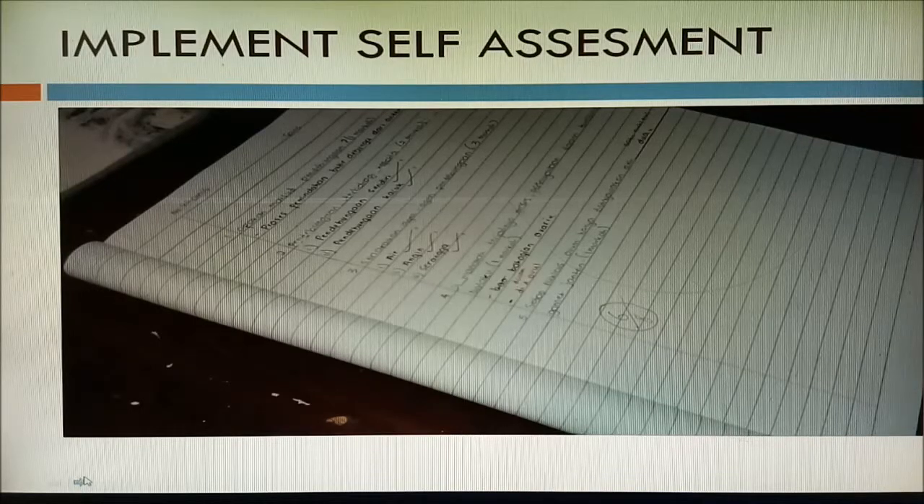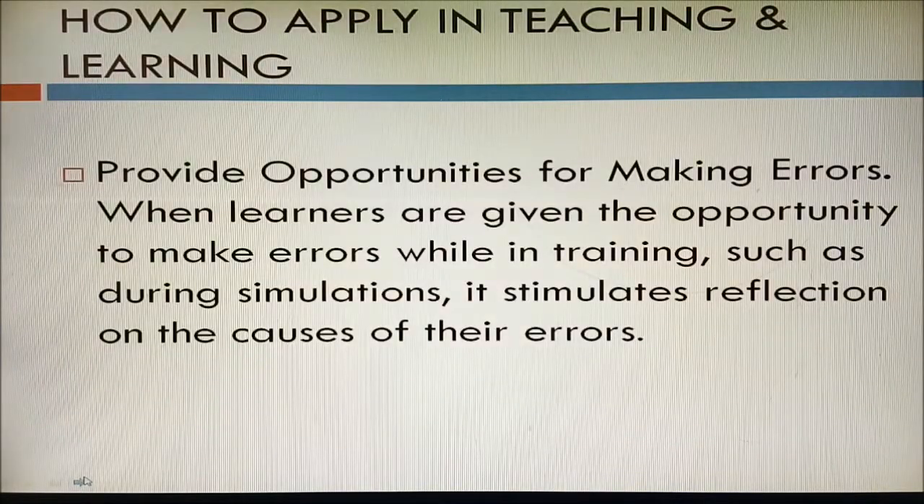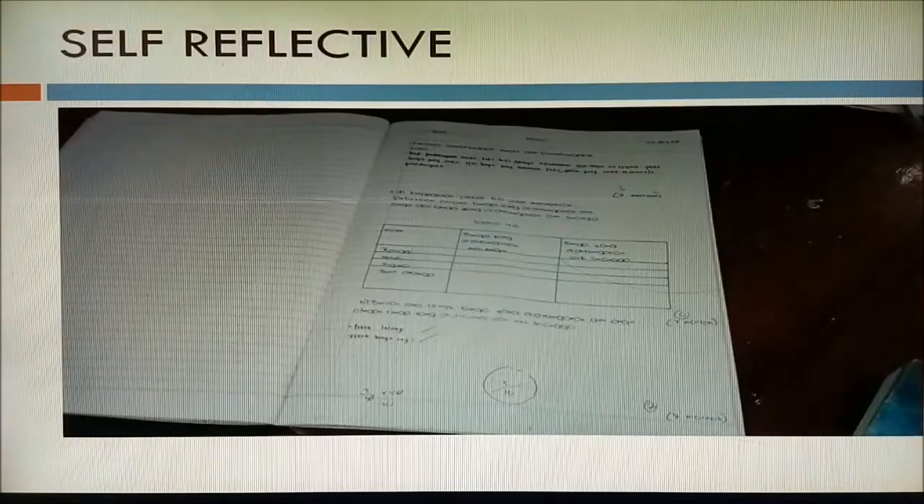Students also can implement self-assessment, which will give the student the opportunity to make errors. When learners are given the opportunity to make errors while in training, such as during simulations, it stimulates reflection on the cause of the errors. This is another self-reflective activity, where the students can self-assess what they have done. As in this notebook, we can see the student has just got 3 out of 10 right in the exercise.